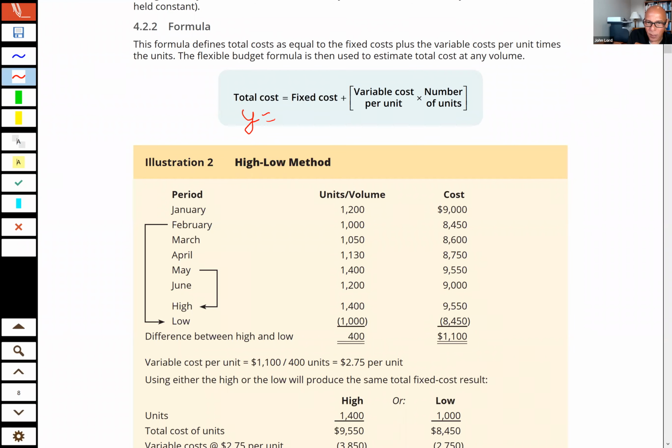Okay, so what happens? You have your total cost, which is Y. Your fixed cost is basically B. Your variable cost per unit here is going to be your M, and then the number of units is X. The reason I'm showing that to you is you probably remember from algebra that you took at some point in time, in high school, or if you're like me, in college. Y equals mx plus b is the equation for a line, right?